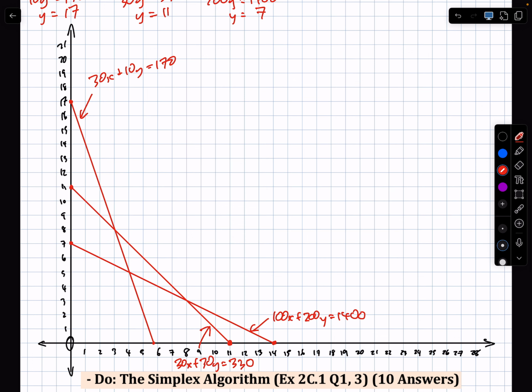Anyone remember off the top of their head, was it Power Boost that was X or was it Super Health that was X? Power Boost, yeah. So Power Boost is on the X-axis. Power Boost tins. And Y-axis, that's worth marks too. Please don't forget to label. Y-axis is Super Health tins.